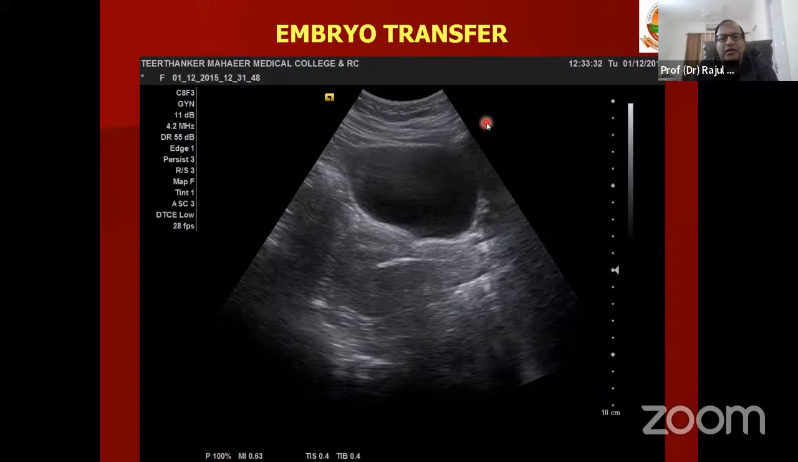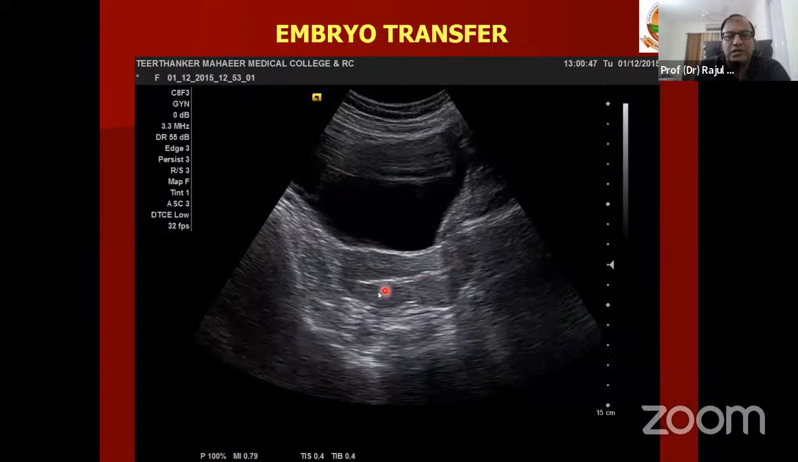The embryo transfer is always done with the ultrasound through a transabdominal route, and the catheter is inserted through a transvaginal route, and we can see the catheter in the mid cavity. So this is a second image of the same patient where the catheter has gone superiorly. When we are injecting the fluid containing the blastocyst, we have to keep the tip of the catheter around 1 centimeter below the superior most margin of the endometrial cavity.